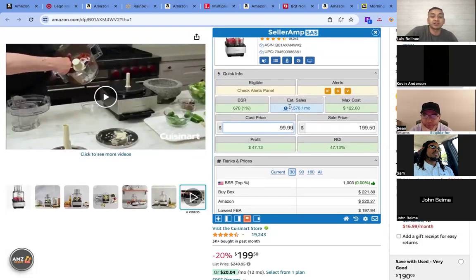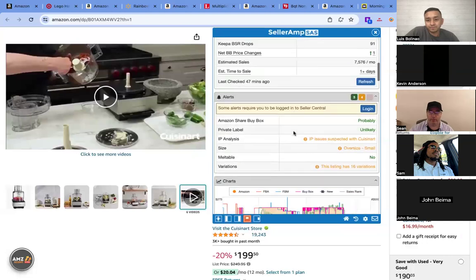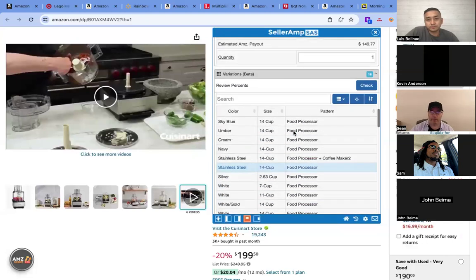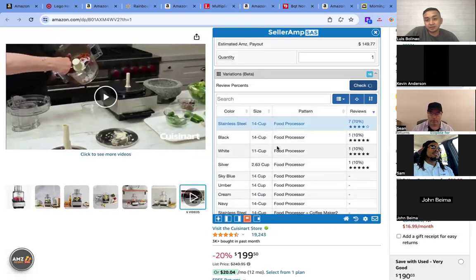And then from here, I look at the sales per month because I only want to sell products that are selling a lot per month, right? You don't want to be buying products that are just going to sit there. So I look at sales per month right there. So for this instance I need to take another step because it's a variation. So I go to variations, I pick the exact variation, and then I check it.